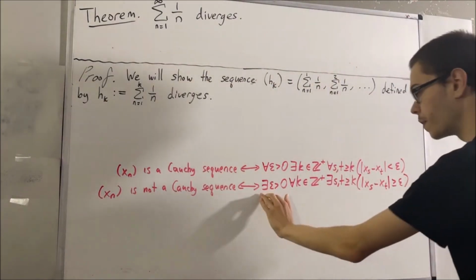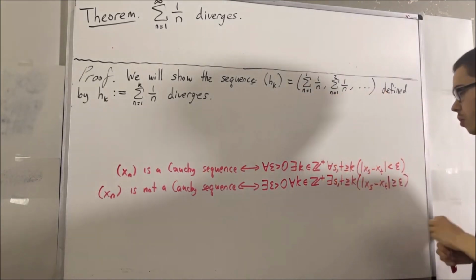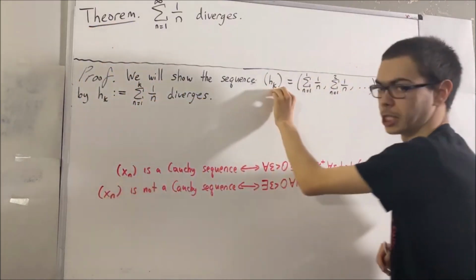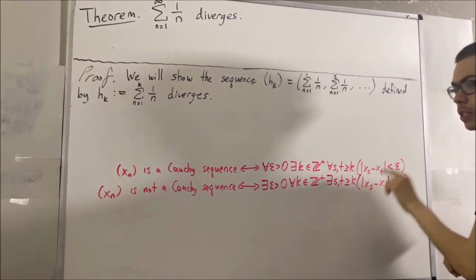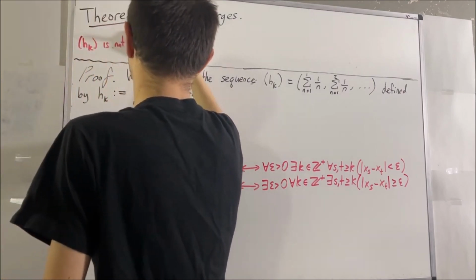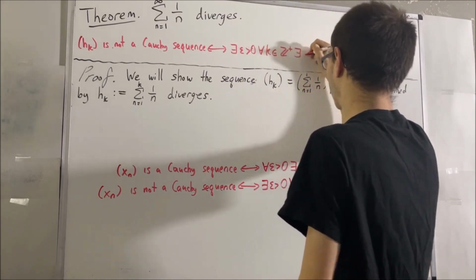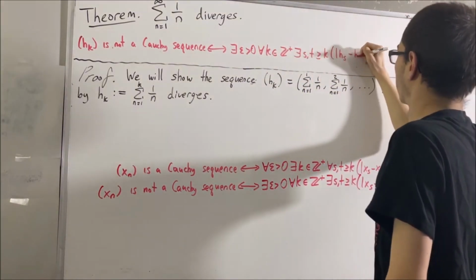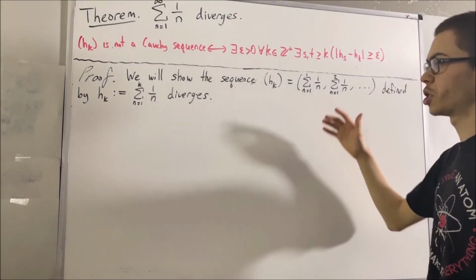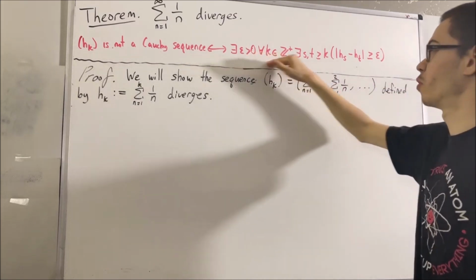And so we're going to prove that this statement is true for the sequence of partial sums. So let me rewrite this statement up here, where I'm going to replace x_n with h_k, and we're going to replace x_s with h_s and x_t with h_t. So, we're going to show that our sequence of partial sums is not a Cauchy sequence by proving this statement.